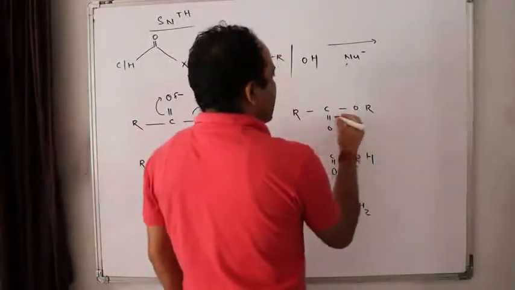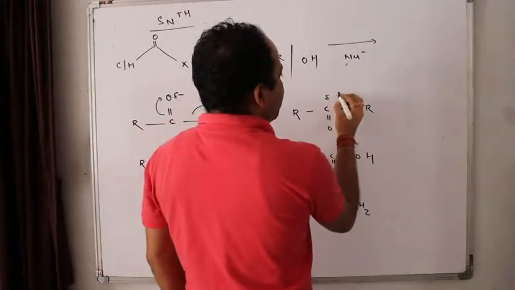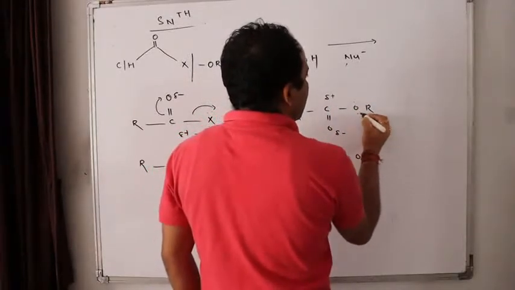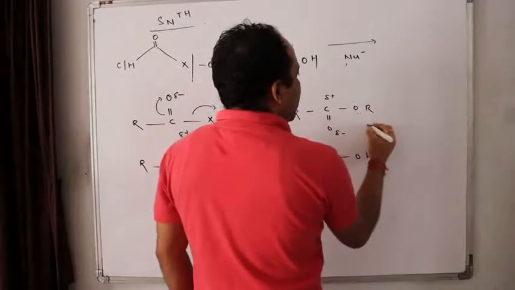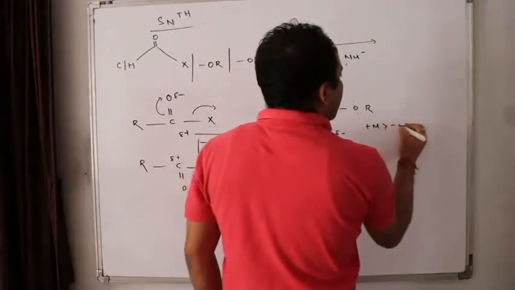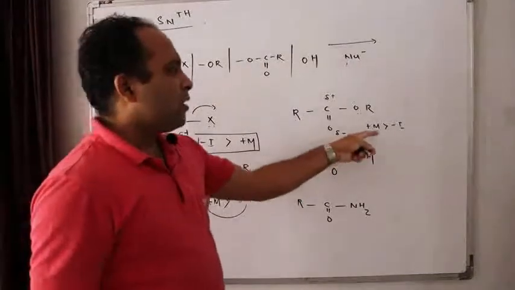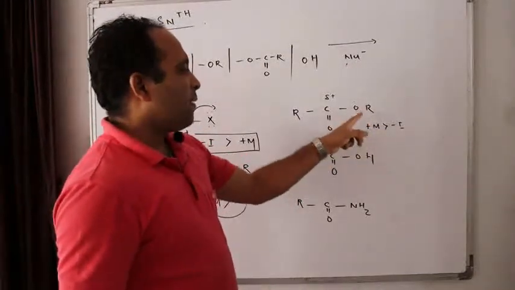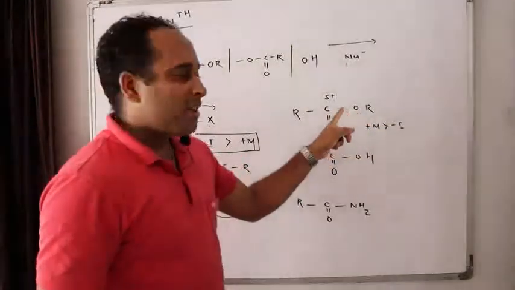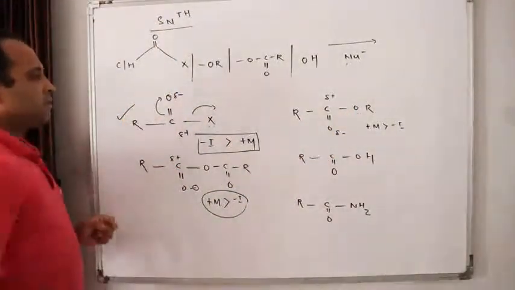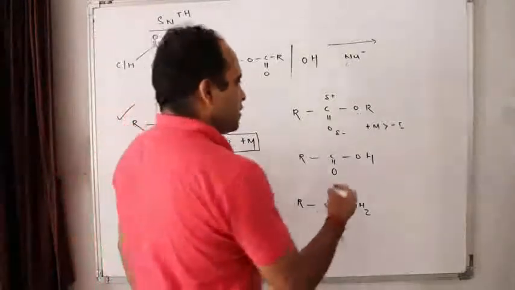Now let us come to this position. Here this is carbonyl carbon. Here this is partially positive. Here this is partially negative. Here there is a lone pair. Now here again plus M dominates minus I. Now tell me, will this plus M be more than minus I? Yes. And what will happen? This will decrease the charge magnitude. That means out of 1, 2, 3, who will be more reactive? This one.